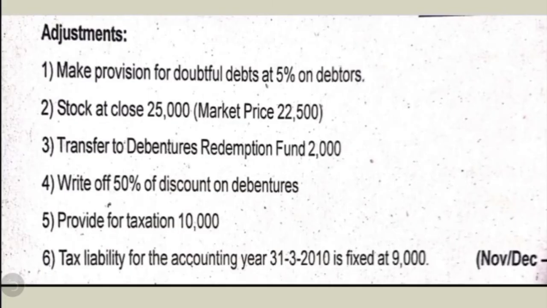Then in the adjustment we find make provision for doubtful debts to the extent of 5% on debtors. Second, stock at close, that is closing stock, is 25,000. In the bracket they have given also the market price at 22,500. Transfer to debenture redemption fund rupees 2,000. Write off 50% of discount on debentures. Provide for taxation to the extent of 10,000. Tax liability for the accounting year 31st March 2010 is fixed at 9,000.